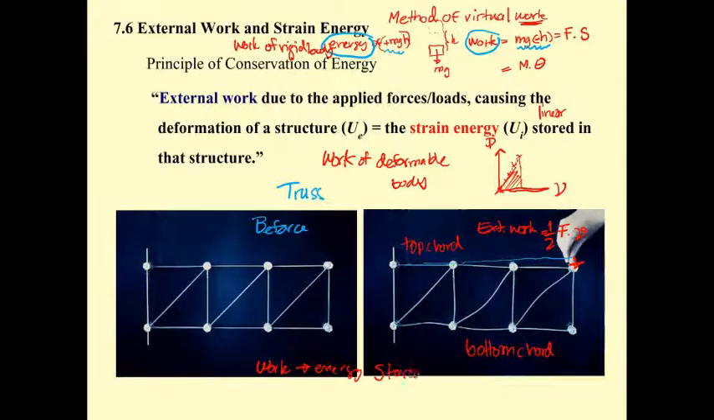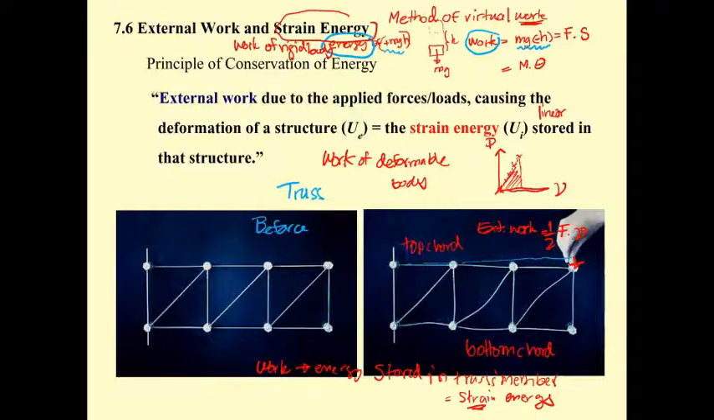stored in the truss members, which is going to be called the strain energy, because it is going to be stored due to the deformation, due to the strain of the member. And this is going to be what is called the internal work. So following this principle, we can explain by using this example.